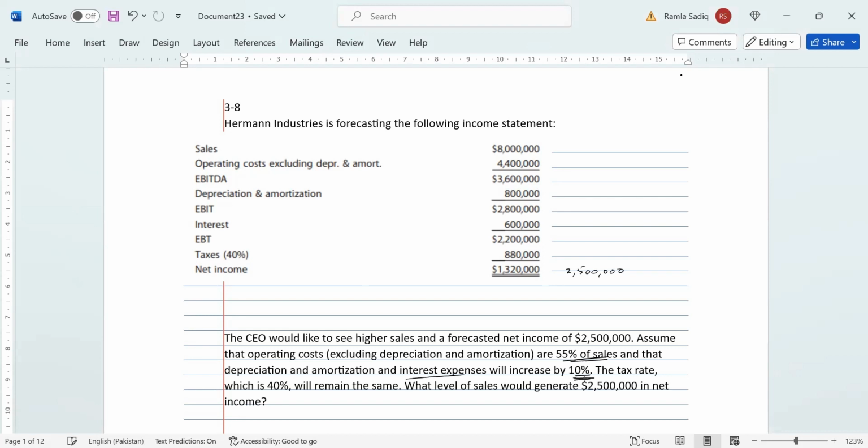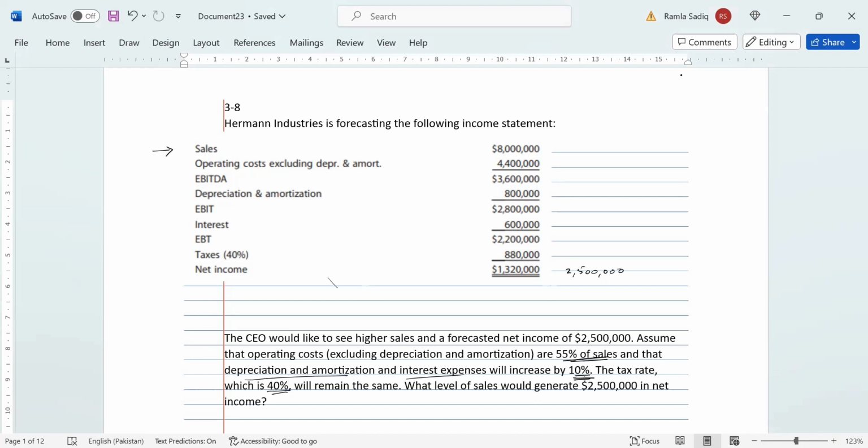So both of these expenses are going to increase by 10%. The tax rate is 40%, which will remain the same. What level of sales would generate 2.5 million in net income? So we've got to calculate a new level of sales. And what we're going to do is go step by step and reverse calculate. We've already done a bit of this up until EBITDA, so it's essentially just one new step here.